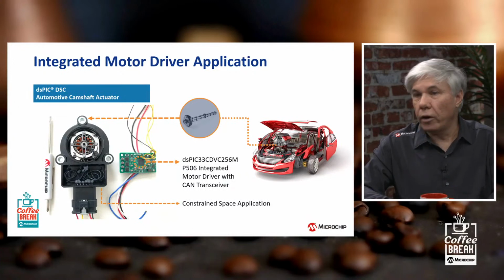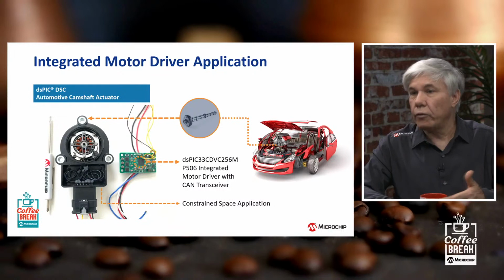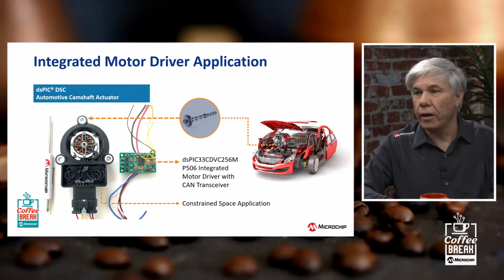And this one also has a CAN transceiver built in, because in the automotive world, a bunch of the motor control applications use LIN for communications, but some others also use CAN for communications. Okay, and we have options for either of those protocols. Okay, what other kinds of applications, maybe industrial or consumer?